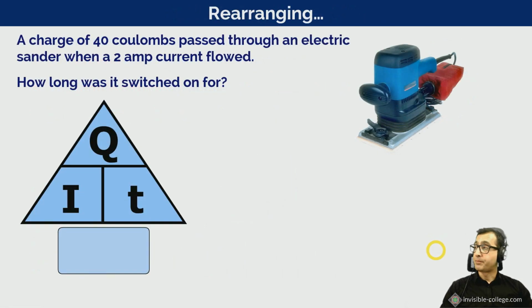So here's an example. If we have a charge of 40 coulombs passed through an electric sander when a 2 amp current flows, how long was the sander switched on for? You can give your answer in standard units of time, or if you prefer in some other non-standard unit, but always show your working out. Again, for those of you watching as a replay recording, the question will pop up, so you can go ahead and have a go at that.